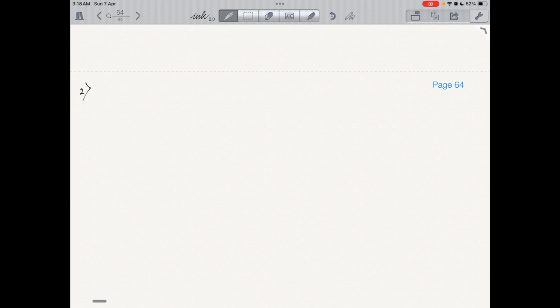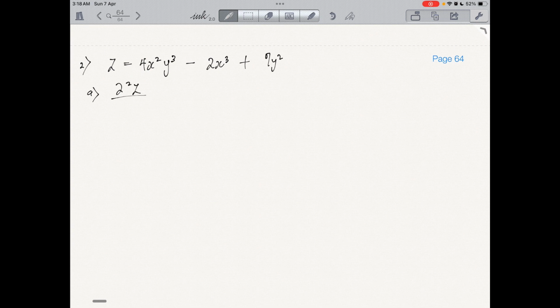Number 2. Given that z is equal to 4x squared y cubed minus 2x cubed plus 7y squared, we are asked to evaluate the second partial derivatives: ∂²z/∂x², ∂²z/∂y², ∂²z/∂x∂y, and ∂²z/∂y∂x.